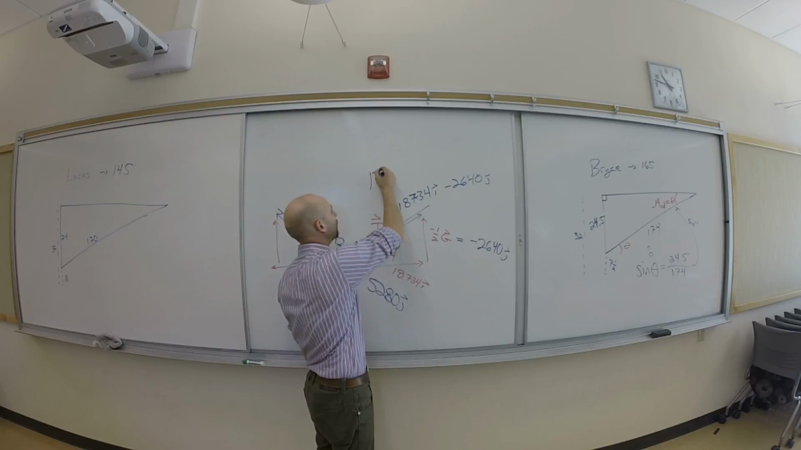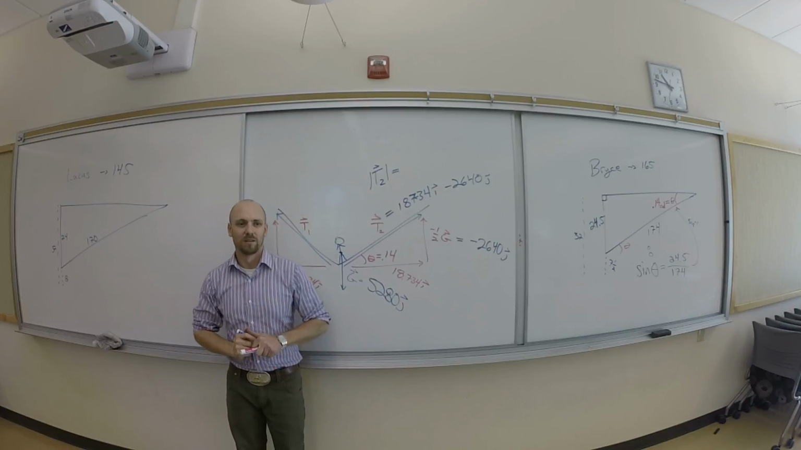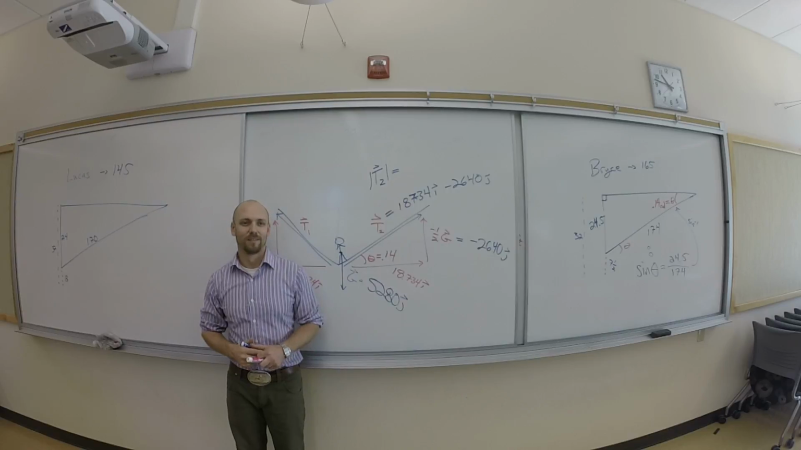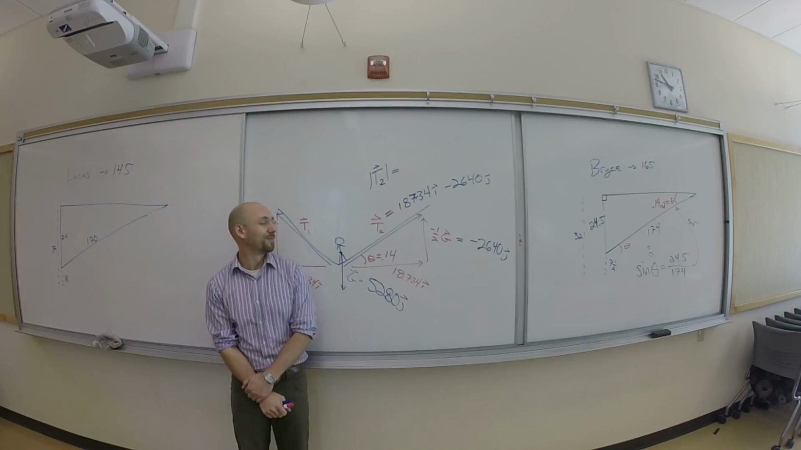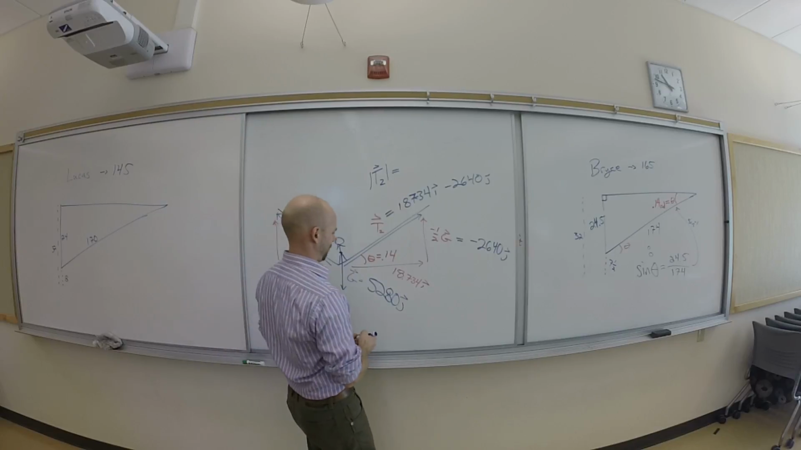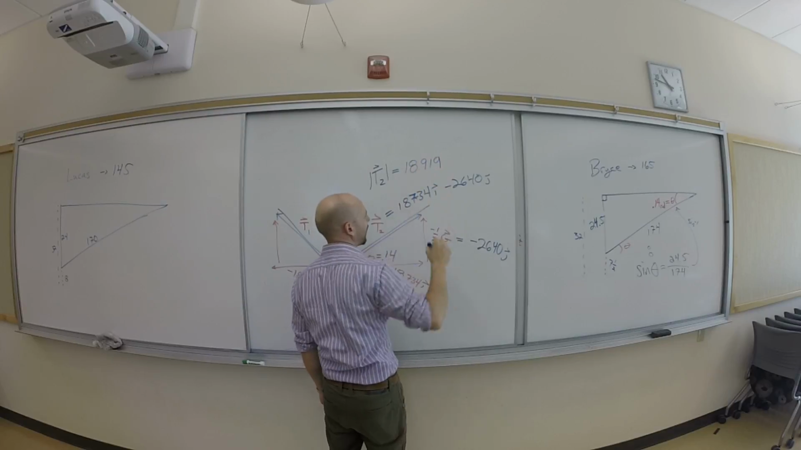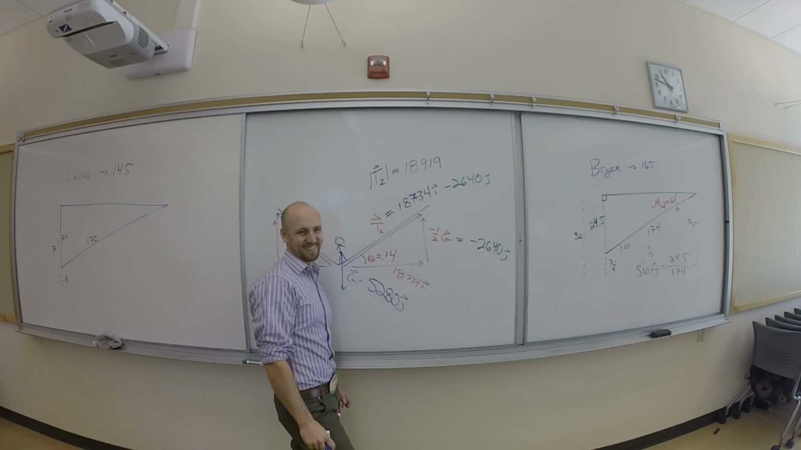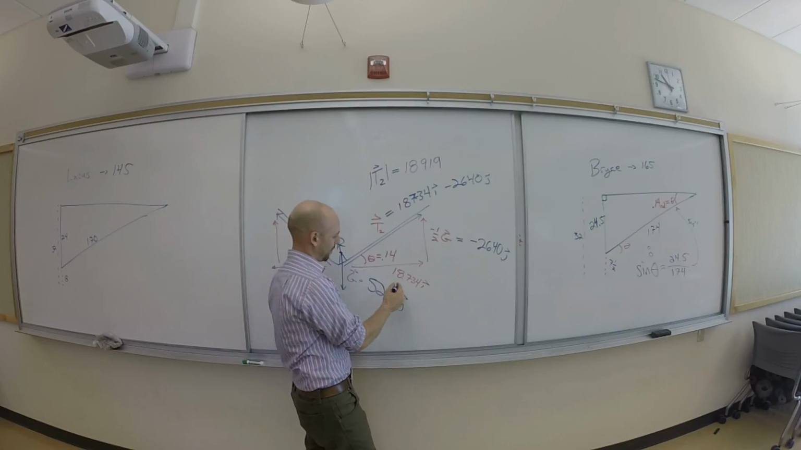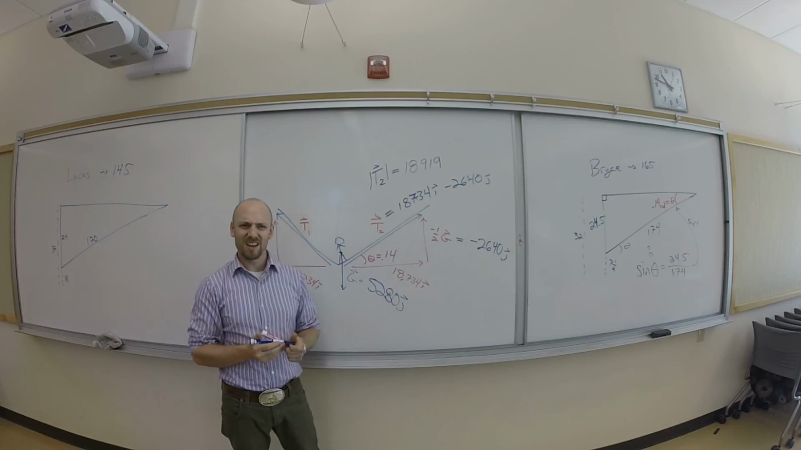So what's the magnitude of T2? How long is T2? Anybody Pythagorean theorem me quicker? So what do I need to Pythagorean theorem T2? 18,919. Does that seem right? Why do you have 18.734? That's a comma. Does that seem right? No.